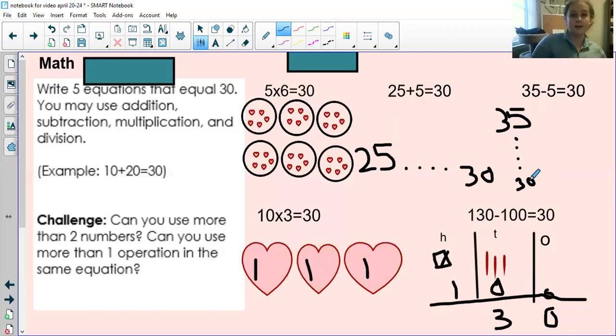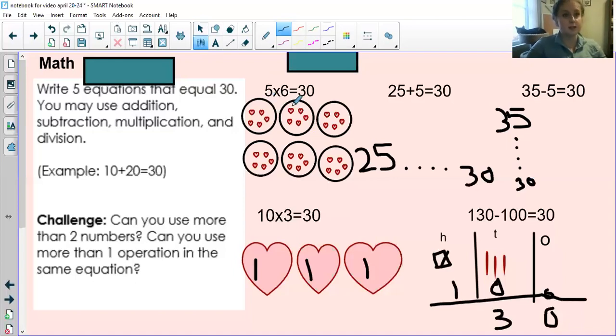So there are a lot of different answers for this problem. These are not the only 5 correct answers. So please don't think that because Miss Sophie did it this way, you have to do it this way. You choose what way you do it. This is kind of like when we did number talks. Everybody solves things differently. Everyone's brains think differently. So be patient and try to figure out a way to get 5 equations that equal 30.